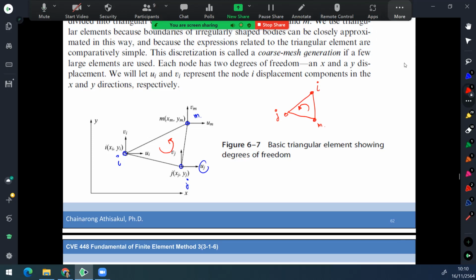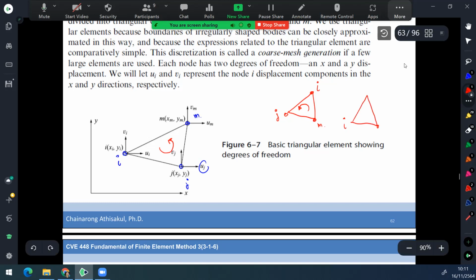Okay, it's very important because when we use the opposite direction, you will obtain a different sign of the element. That is not right. We have to follow this rule. And also if we change, this should be I, then this should be J and this should be M. Okay, IJM is the local name of the node.